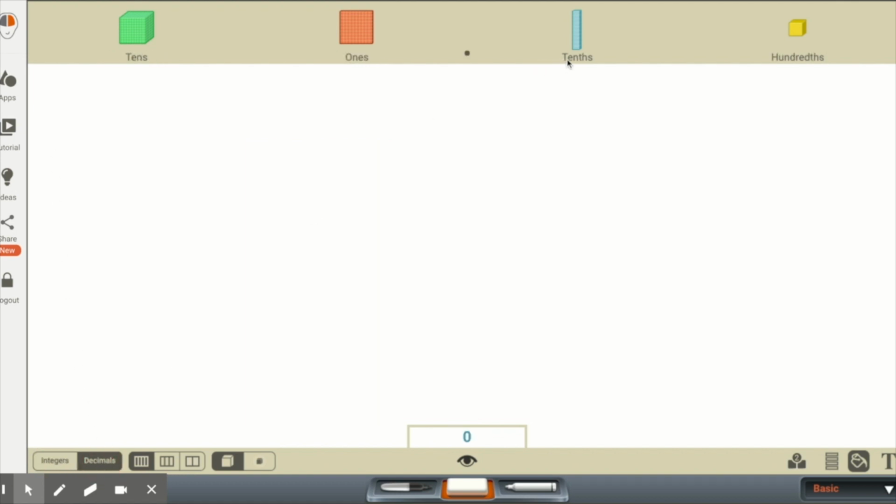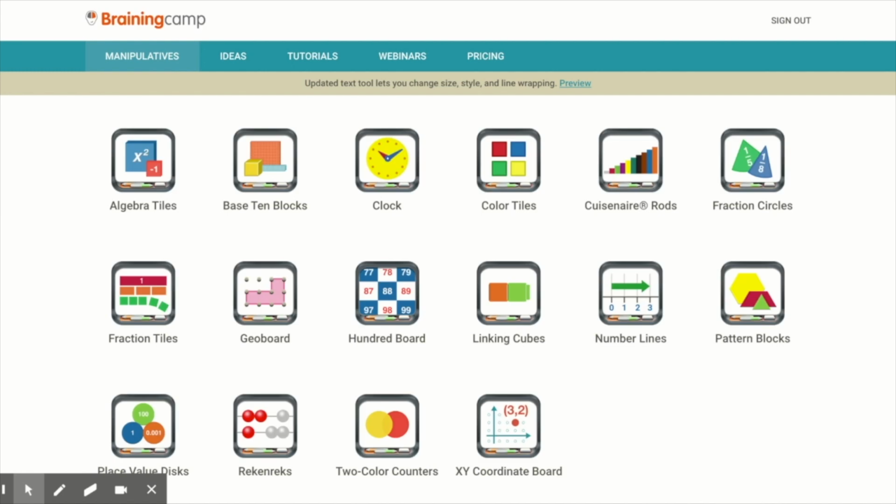There's decimals, so those 4th and 5th graders with tenths and hundredths can use that as well. This is one of those concrete models that really help support student understanding in terms of math. Back here, for the younger students, we have the tiles, Cuisenaire rods, geoboards, hundreds board. There's just a lot of different things that students can use to help support their learning.